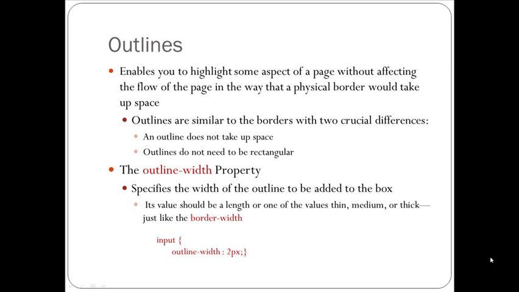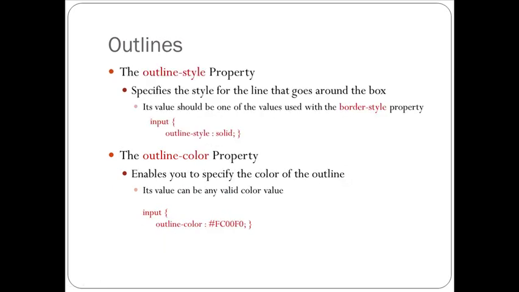So the outline width property would specify the width of the outline that you want to have added to the box. Its value can be a length or one of the keyword values, just like it was with the border width. So anything that you could use for the border width can also be used for the outline width. The outline style property specifies the style of a line that goes around the box. Again, it's one of the values that you would use for the border style property that we looked at earlier. There's an example of it.